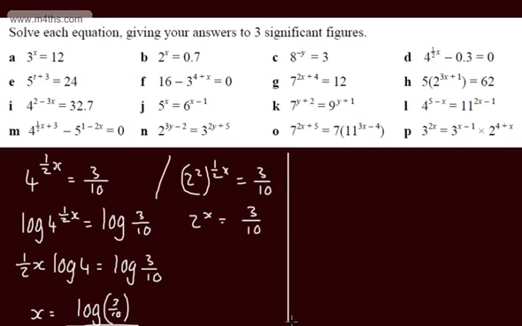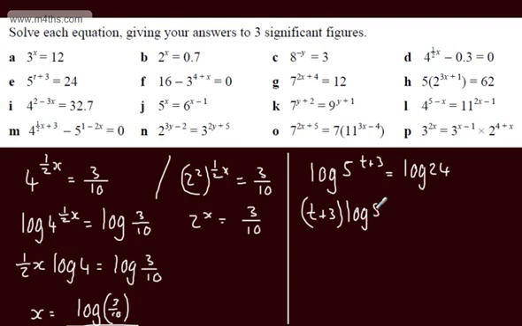Okay, let's look at this one right here. This time we have 5 to the power of t plus 3 is equal to 24. So I'm going to write now log, and then we'll have 5 to the power of t plus 3 is equal to log 24. Log 24 is just a number. Bringing the power down, t plus 3, so we have the quantity t plus 3 multiplied by log 5 is equal to log 24. Dividing both sides by log 5. Log 5 is a number, so t plus 3 is equal to log 24 divided by log 5.